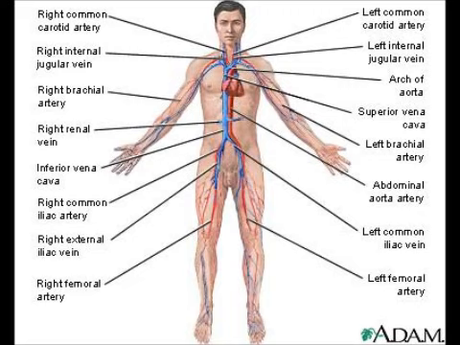The circulatory system is the system that transports blood, nutrients, and waste around the body. There are three major components of the circulatory system. The first is the heart, then there's the blood vessels, and thirdly, we have the blood.